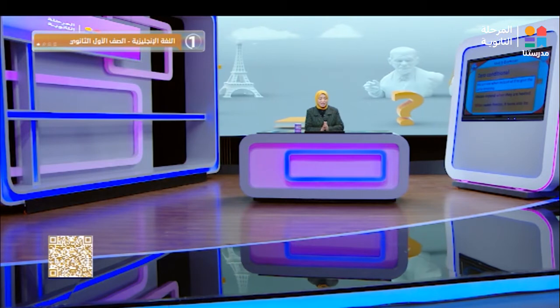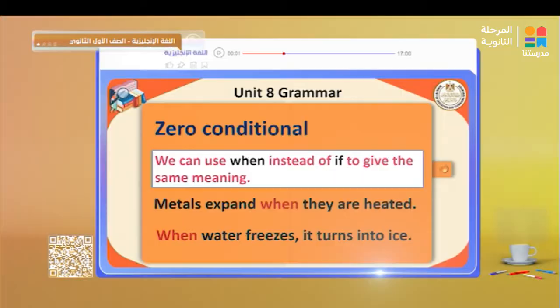Look at the other example. When water freezes, it turns into ice. Again, we can use if water freezes or when water freezes, it turns into ice. So we can use here when instead of if.